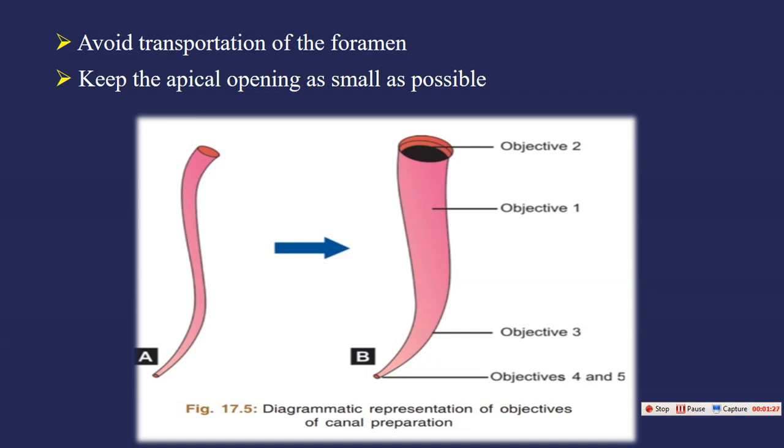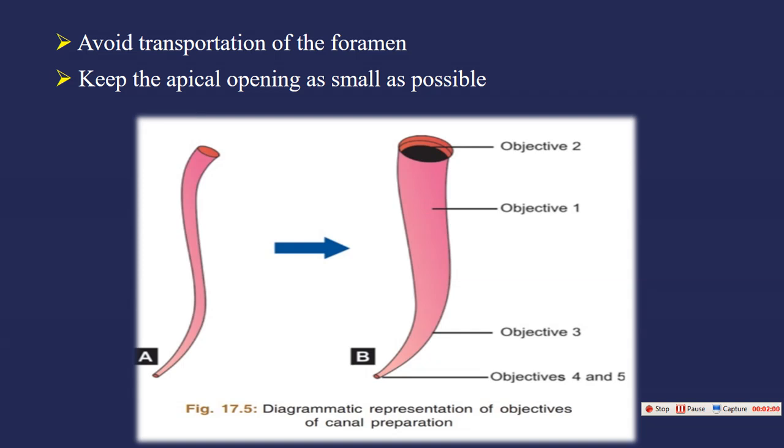The third objective, as seen in this picture, making the preparation narrower apically and wider coronally. The fourth objective, avoid the transportation of the apical foramen, and the fifth objective, keep the apical foramen as small as possible, not over-enlarging it. These are the 5 objectives for successful cleaning and shaping of the root canal system. We conclude that the most important objective is making the preparation resemble the original shape of the canal.